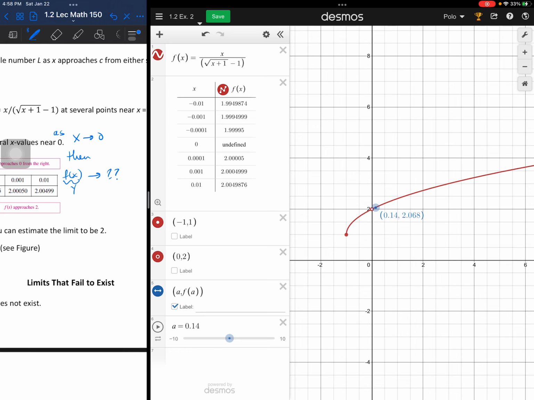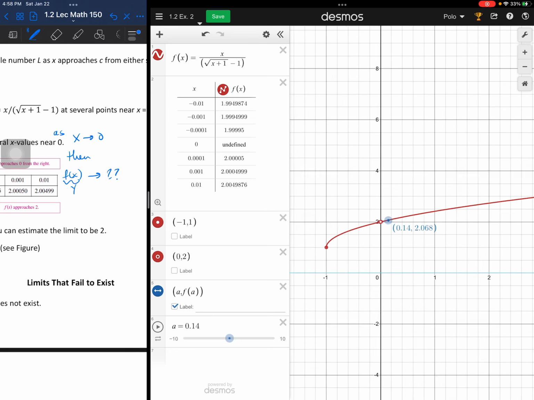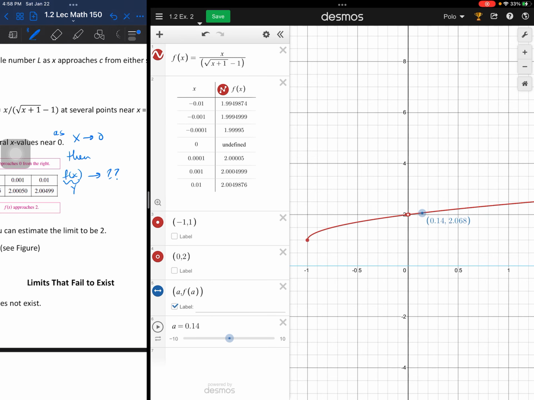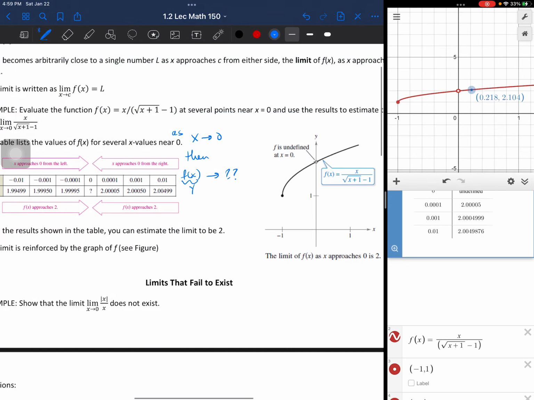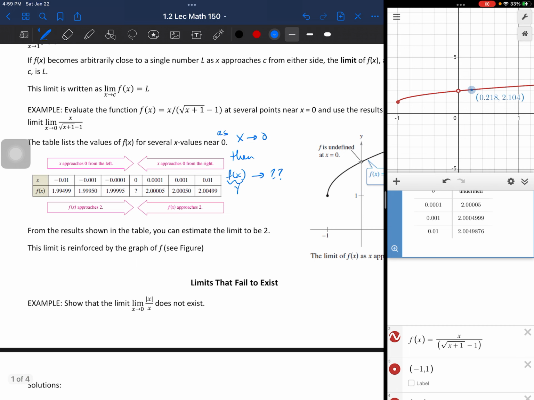And we can see evidence of that in the equation. If you want to see this closer, you see how we can get closer and closer and closer. As x gets close to 0, y gets closer to 2. And here we can see that in the table as well, by looking at the table.